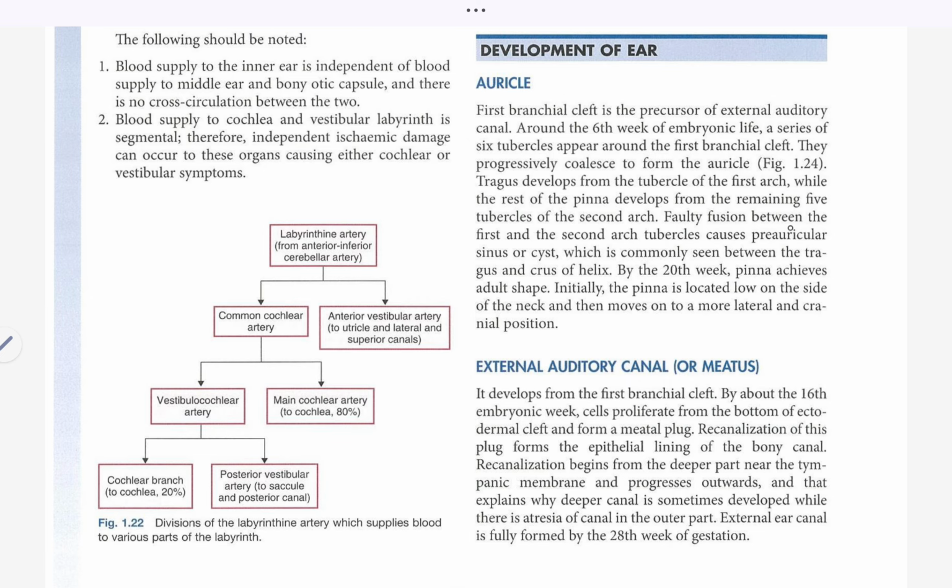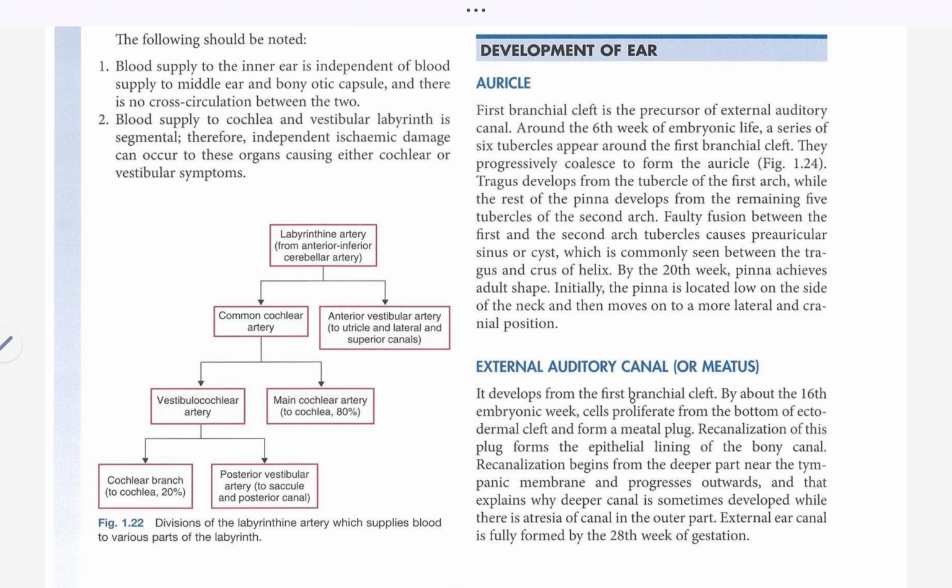Faulty fusion between the first and the second arch tubercles causes preauricular sinus or cyst, which is commonly seen between the tragus and the crus of helix. By the 20th week, pinna achieves adult shape. Initially, the pinna is located low on the side of the neck and then moves on to a more lateral and cranial position. External auditory canal or meatus.